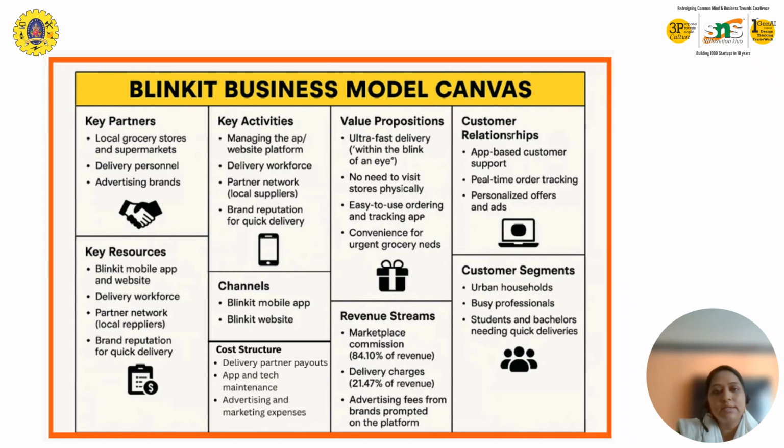And next are key partners. Key partners are the local grocery stores, FMCG companies, and supermarkets, and then advertisement and payment gateways, all those things. Companies like Nestle, Amul, Britannia, and ITC supply the products. Delivery partners ensure fast transportation, and a bank transaction gateway processes the online payment. All these are the partners that help Blinkit run very smoothly.